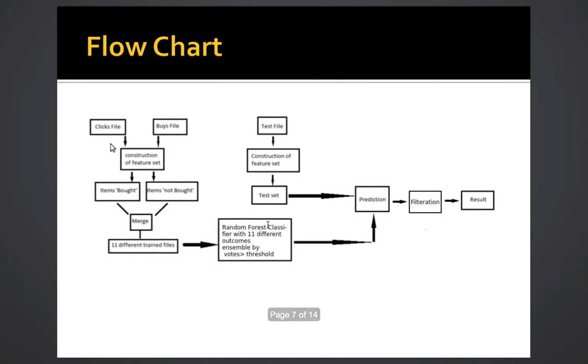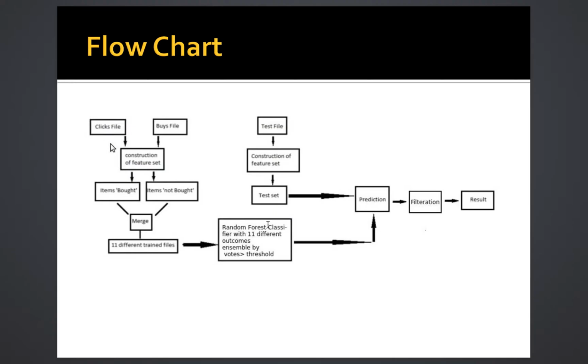We followed the approach as shown in the flow diagram. Since the number of clicks is very large, it is difficult to train on the entire feature set. Also, since the number of buys is very small, training the entire feature set together may result in predicting no item as bought. Hence, the weightage for items bought should be more.